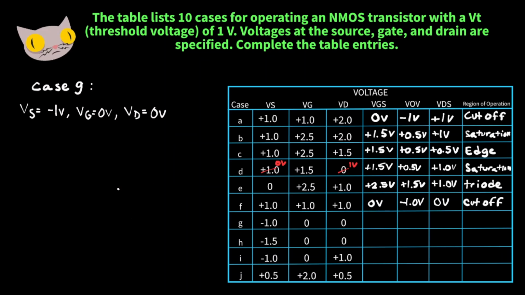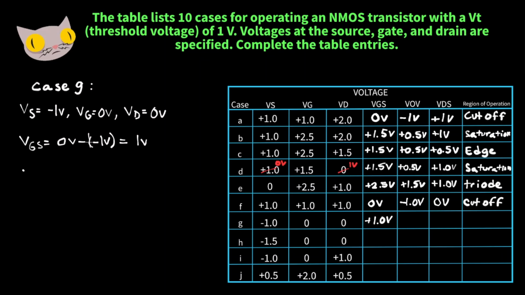Now for case G, we have VS -1, VG and VD are both 0 volts. VGS, that's going to be 0 volts minus -1 volt. So that's going to be a positive, giving us a gate to source voltage of +1 volt. In order for this transistor to be in the cutoff region, the gate to source voltage needs to be less than the threshold voltage. But because they're equal, we are not in the cutoff region.